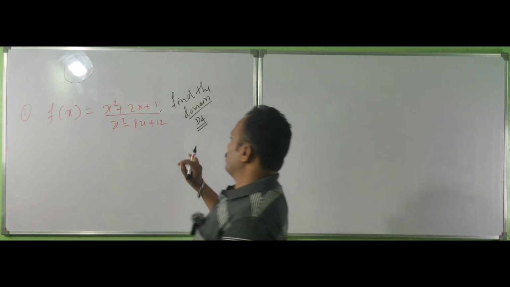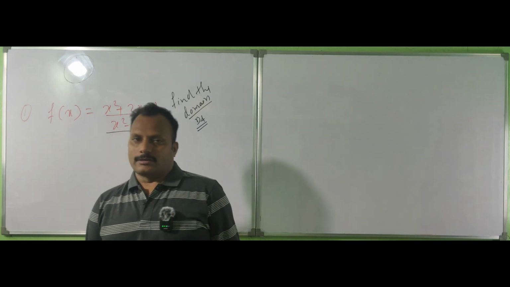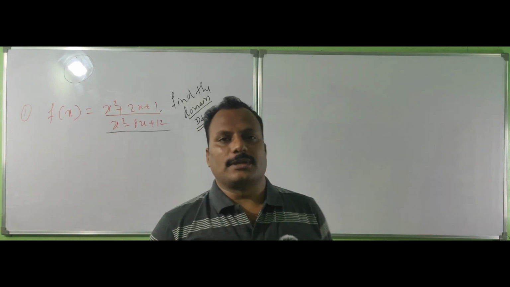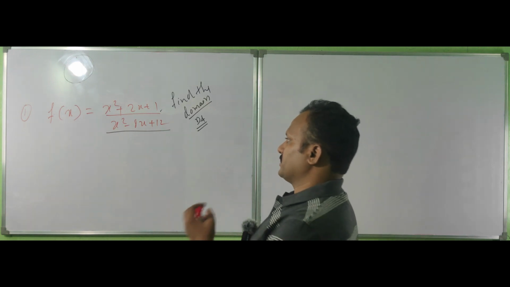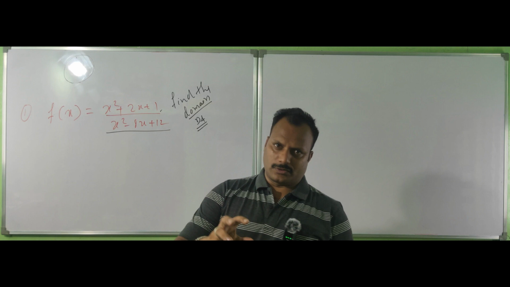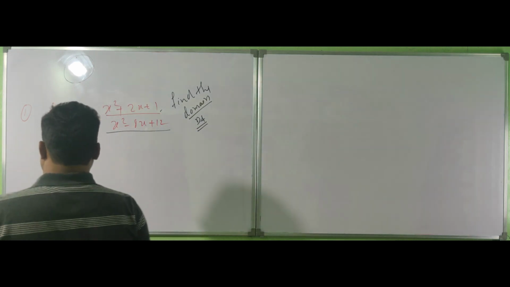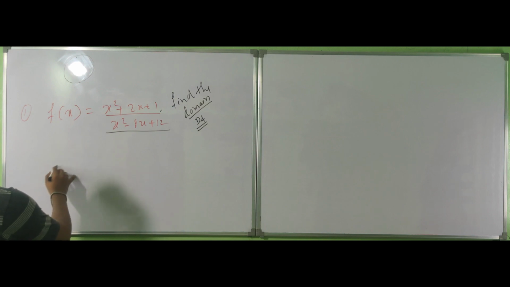They ask you only the domain here because the range is very difficult to find. For the range you have to write y as a function of x, and x as a function of y. That's why they ask only the simple concepts. What is the domain? Already you know.